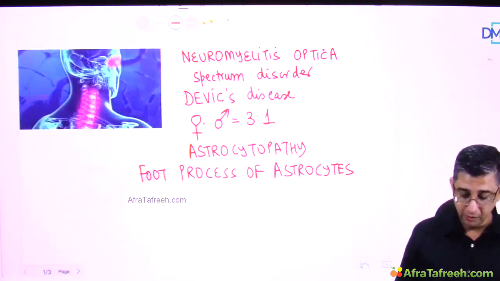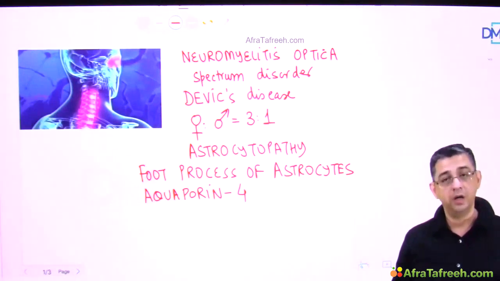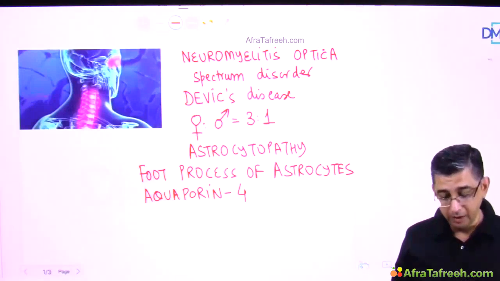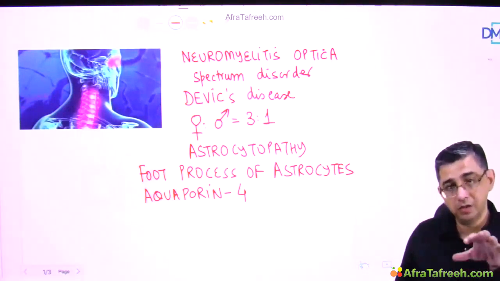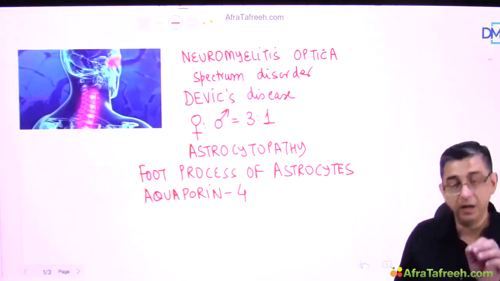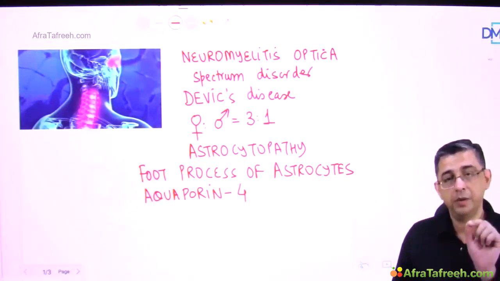Now the foot processes of the astrocytes are having a special channel which is the main target of this disease, and this target is called aquaporin 4. And now medical science is able to measure this antibody. So we actually can not only measure the antibody but demonstrate the titers of it. That is, anti-aquaporin 4 antibody is the main reason behind the development of the disease.